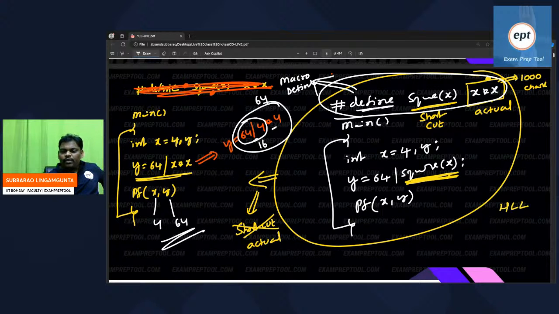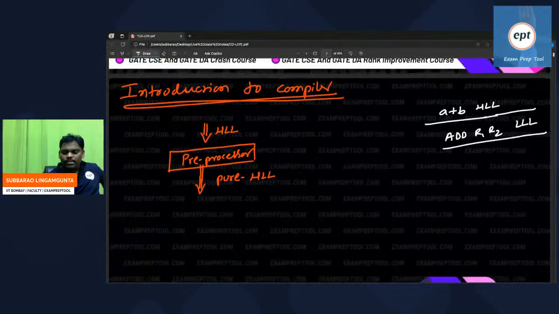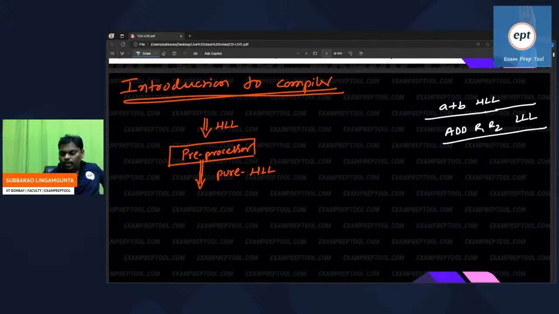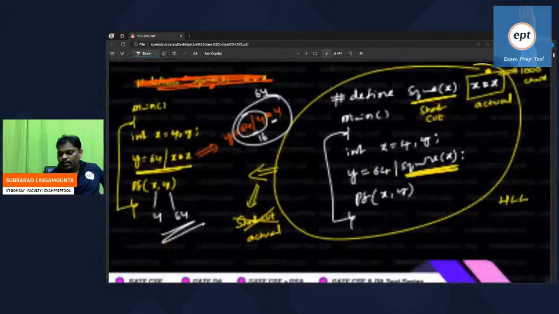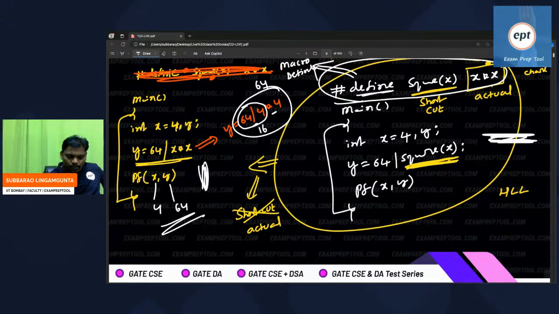Now I think everyone is almost okay, so I am asking you, what is the preprocessor input? High level. What is the output? Output is also high level, but pure high level. See this one, this is also a high level program. But in the original problem, shortcut is there. Here no shortcuts are there. This is called pure high level language. This is simply high level language.